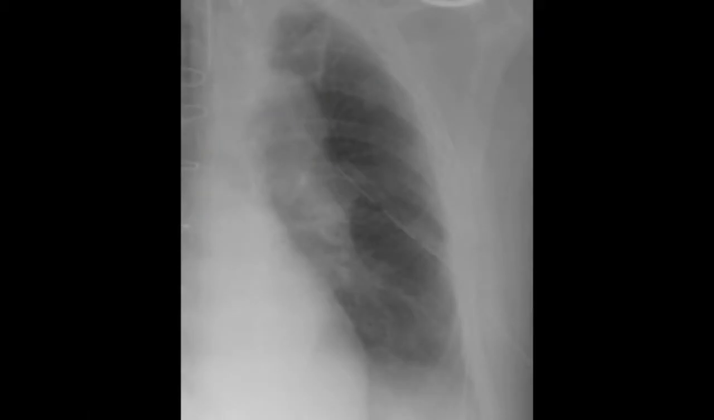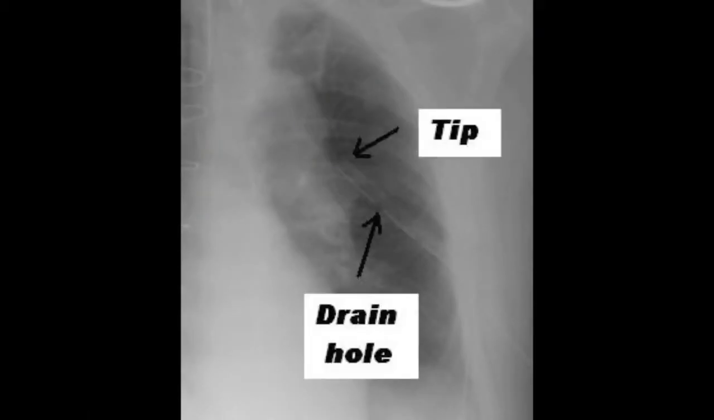The position of intercostal catheters should also be checked. The holes within the tube are clearly marked with a radio-opaque line and should sit within the chest cavity.